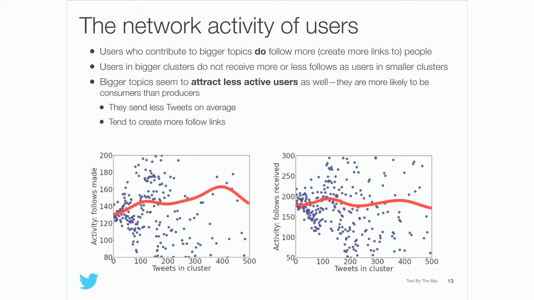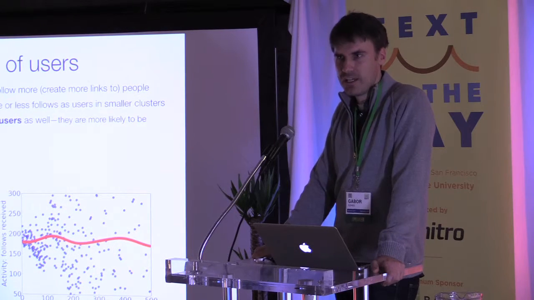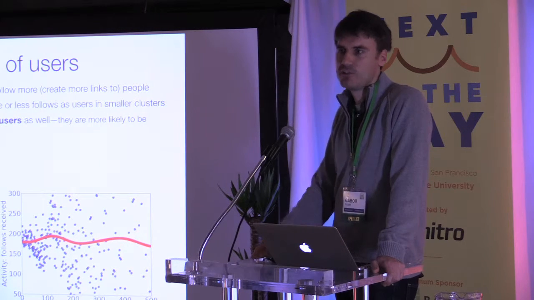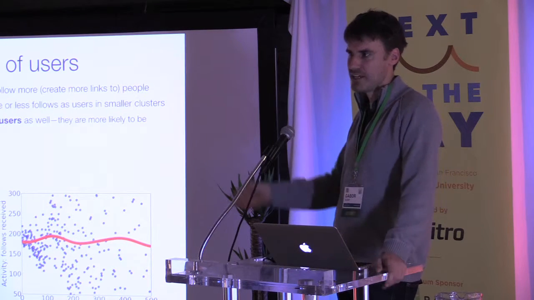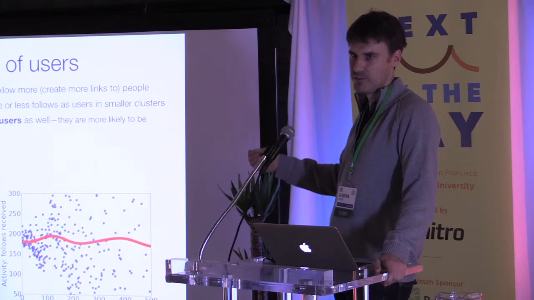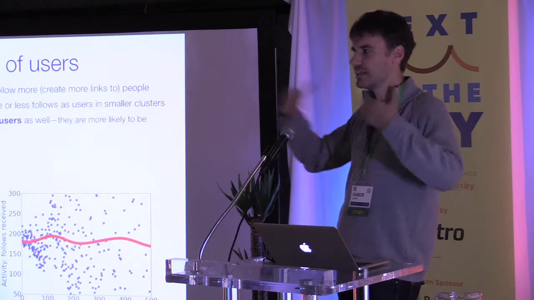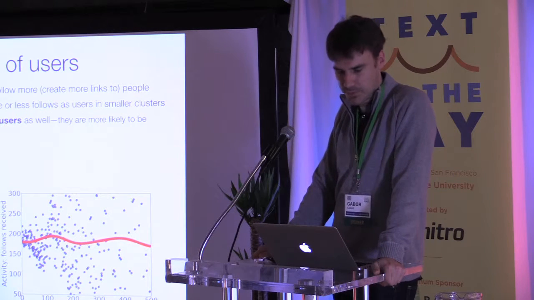The way we could explain that is that these people are the consumer type: they are on Twitter because they want to read tweets. They don't necessarily want to always write or tweet, and that's why only when a topic is very popular do they tweet. But they are also the ones that like to follow a lot of people, so they like to get information rather than produce information.